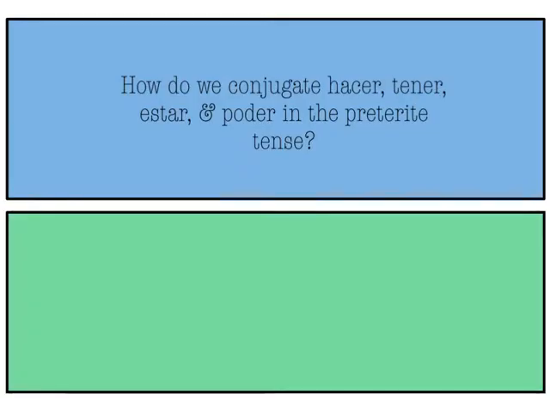So our big question for the day is pretty straightforward. How do we conjugate hacer, tener, estar, and poder in the preterite tense? And the beautiful thing about these verbs is that they have the same endings, and that's why they're grouped together. So we're just going to learn our stems and then our endings, but please go ahead and write that at the top of your paper and then leave some space to answer it when we're done.